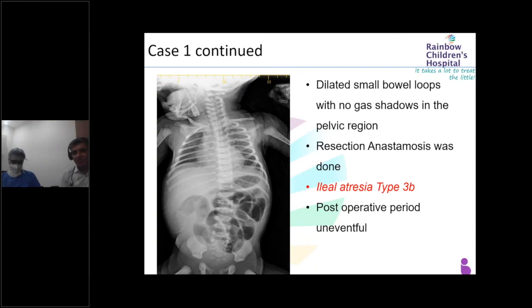So a diagnosis of intestinal obstruction was made. The baby was taken up by the surgeon, and it was a case of ileal atresia type 3B, for which resection anastomosis was done. The post-operative period remained uneventful, and the baby was discharged after starting feeds.